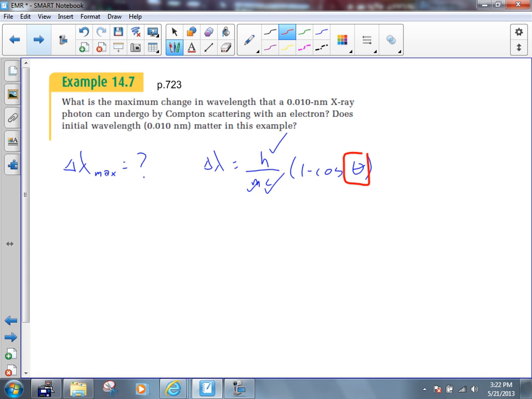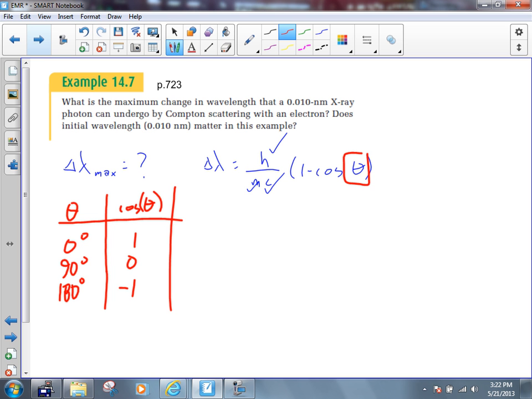Let's try a few different possibilities. Let's make theta equal to 0 degrees. Let's make theta equal to 90 degrees. Let's make theta equal to 180 degrees. The logical values. And if we do that, then cos theta becomes what? Cos 0 is 1, cos 90 is 0, and cos 180 is not 1, it's negative 1. Well, if cos theta is 1, 0, negative 1, then 1 minus cos theta is what? 1 minus 1 is 0. 1 minus 0 is 1. 1 minus minus 1 is 2.